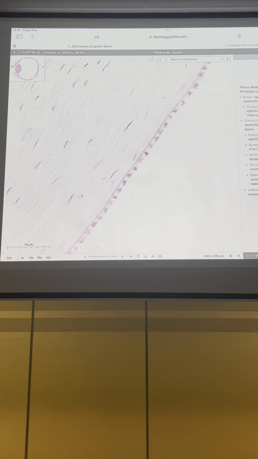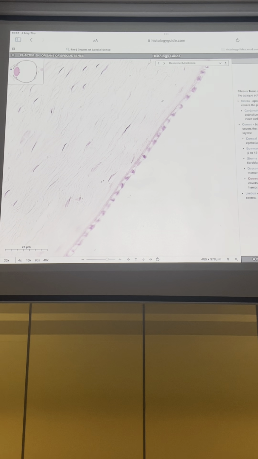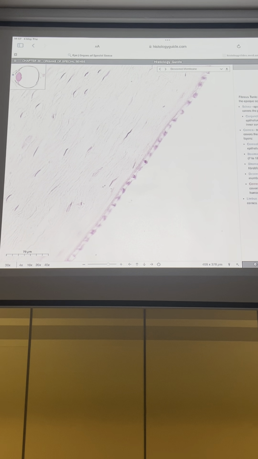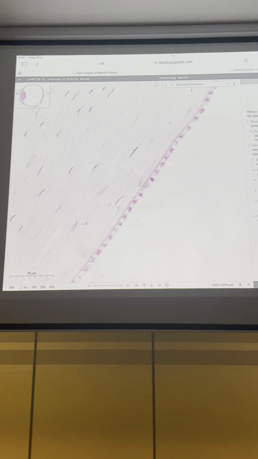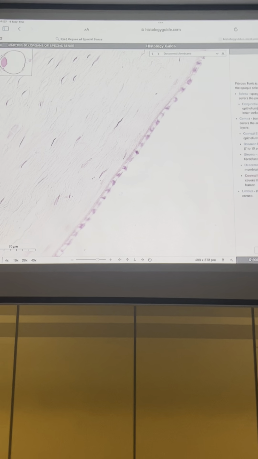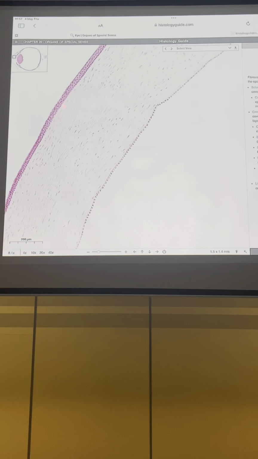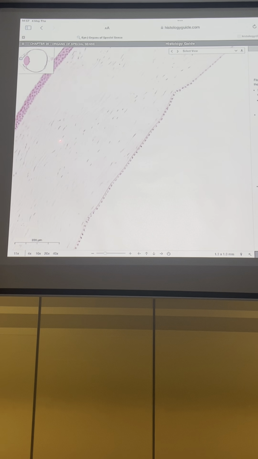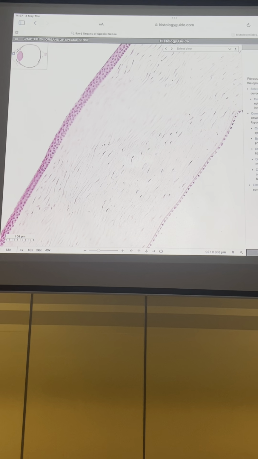Okay? How can you understand whether this side is the inner side of the cornea or the outer side? You can look at the epithelium. If you have only one layer of epithelial cells, you can say this part is the inner side. Please zoom out. In this part, we have a thick epithelium, and with this epithelium, you can understand this is the outer side of the cornea.